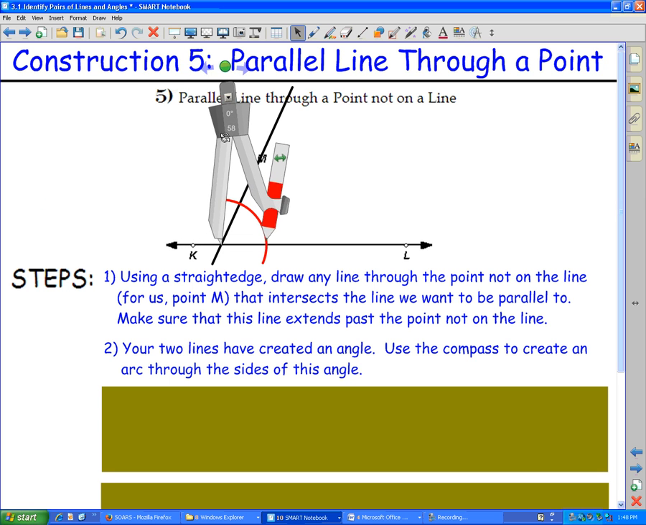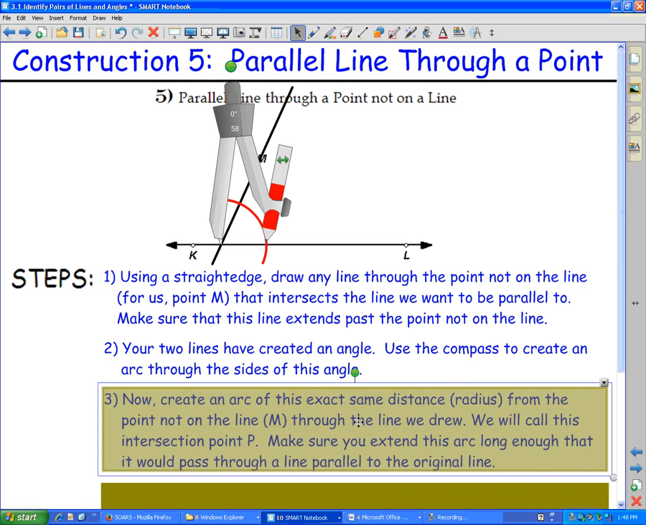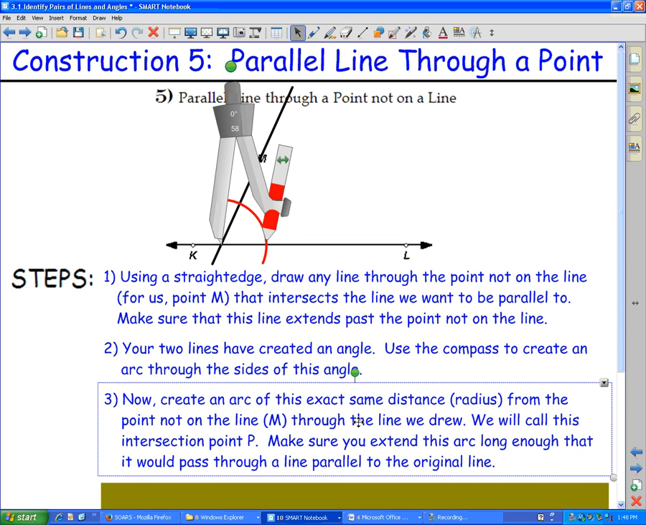Good deal. What we're going to do now is go up to that point that's not on the line, that point M. And we're going to use that same exact arc length that we just used, that same exact radius, and we're going to extend an arc from point M. We're going to make sure it crosses the line that goes through point M. And as it says, make sure you extend this arc long enough that it would pass through a line parallel to the original line.